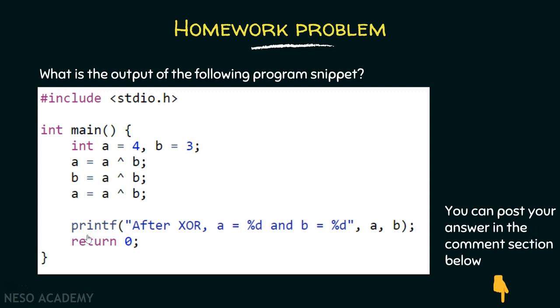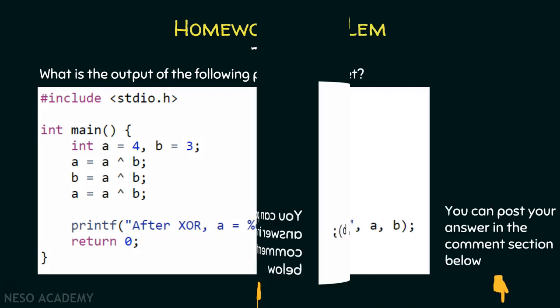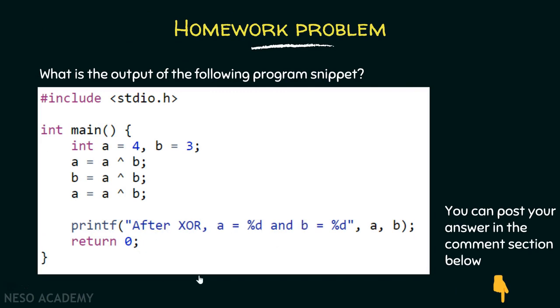And finally, with the help of this printf function, we are trying to print "after XOR A is equal to %d and B is equal to %d". As these are placeholders, they get replaced by the values of the variables A and B. So here we are trying to print the values of A and B. Now what is the output of this program?